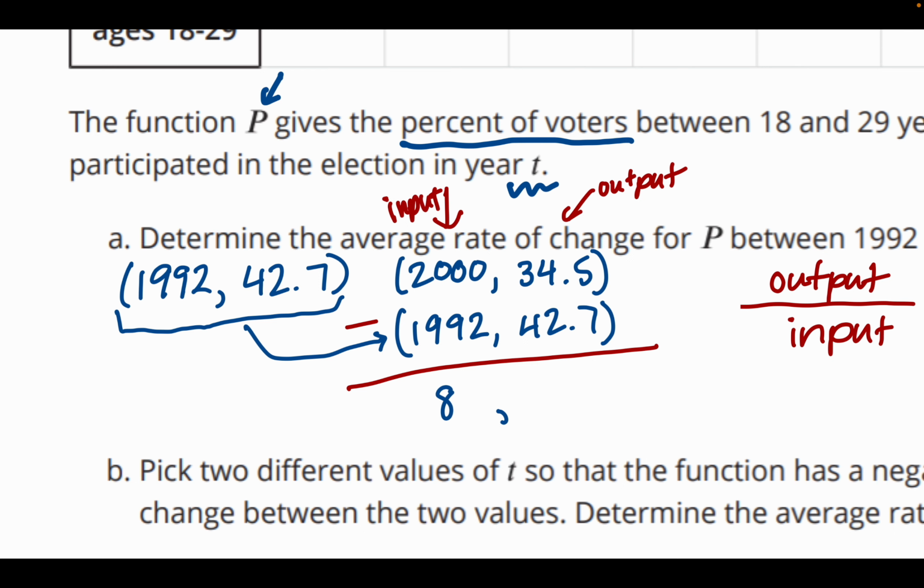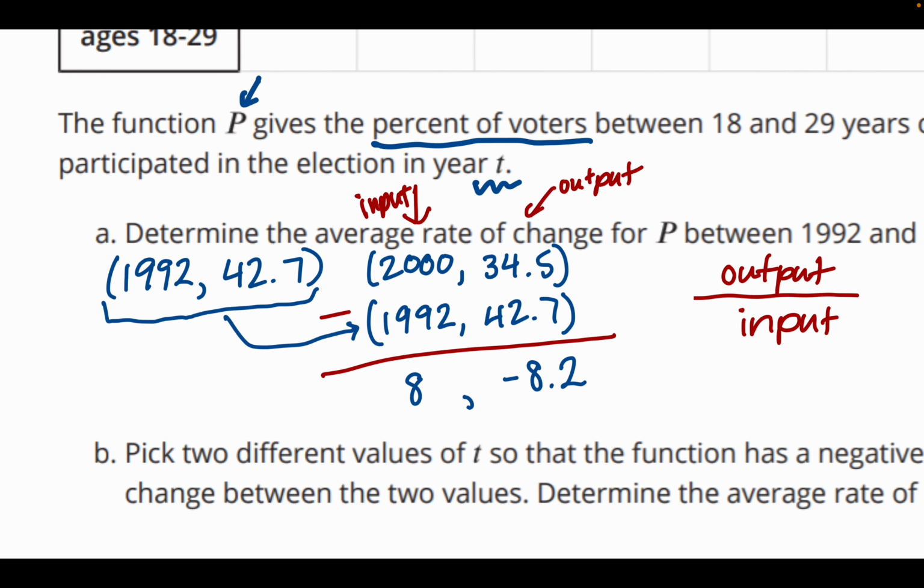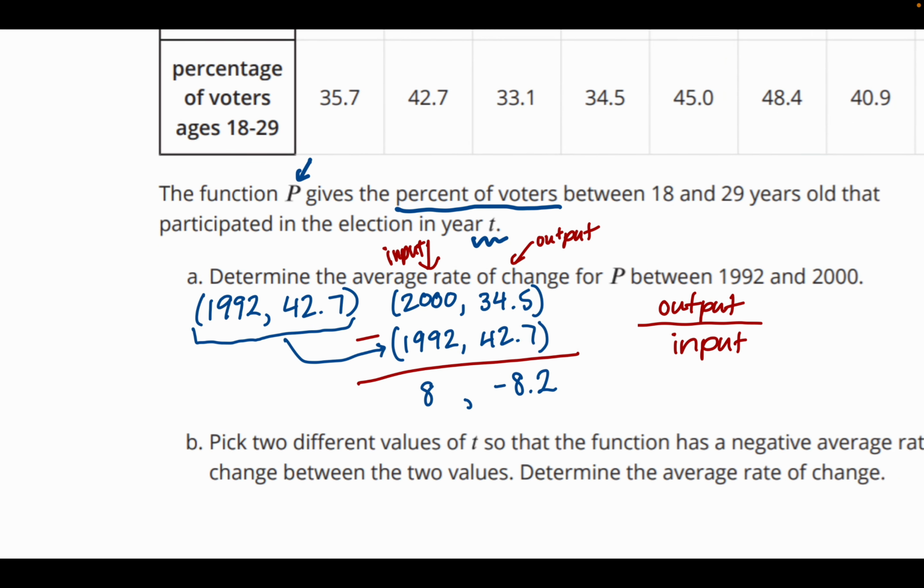Let's do 34.5. I'm plugging this in a calculator just so I don't mess it up. Plus, I'm already messing it up, minus 42.7. Here we go. Okay, so now this gives us negative 8.2. So those are our differences between them.